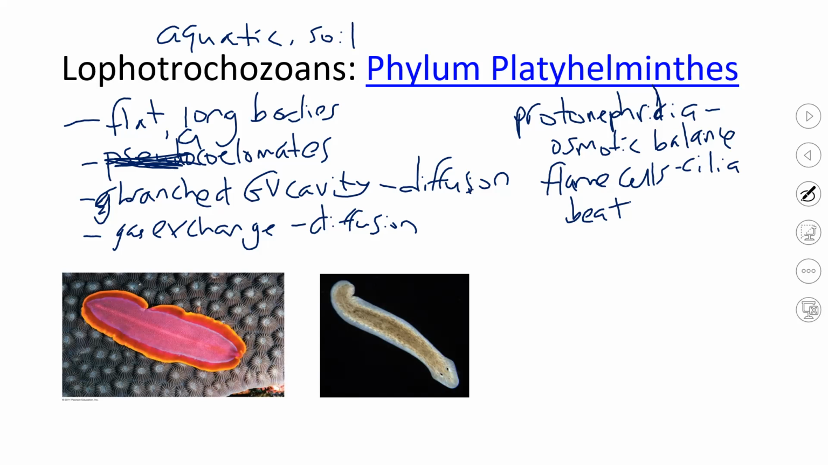So these help to control osmotic balance, but they're getting rid of most of their nitrogenous waste still via diffusion. So they don't have a really developed excretory system with bladders and stuff like that. Again, because they have a simple flat body, diffusion can do a lot of what they need to get done.